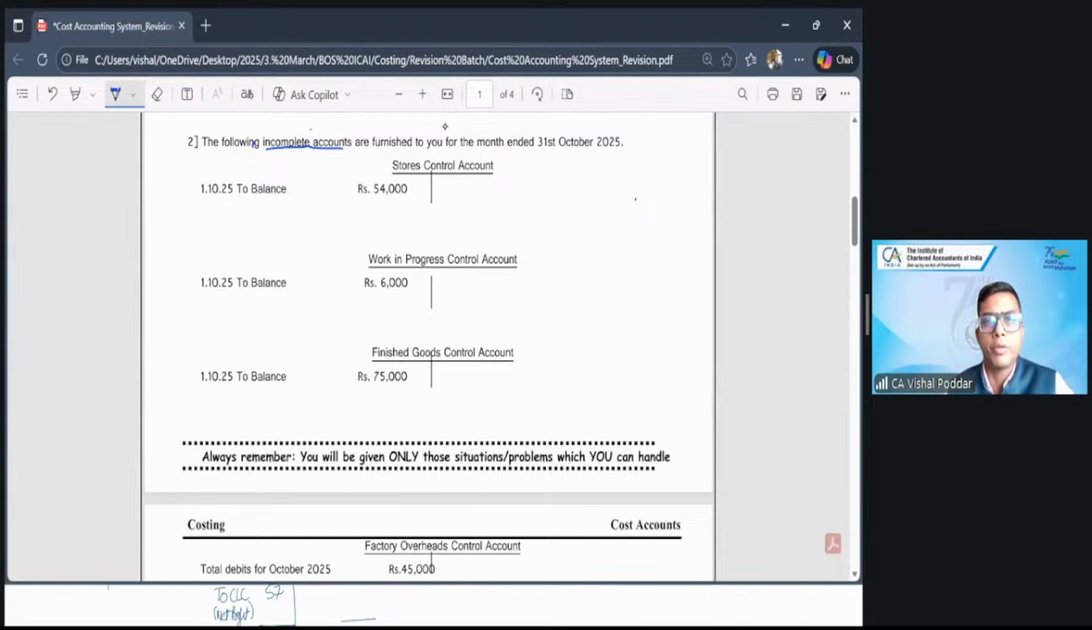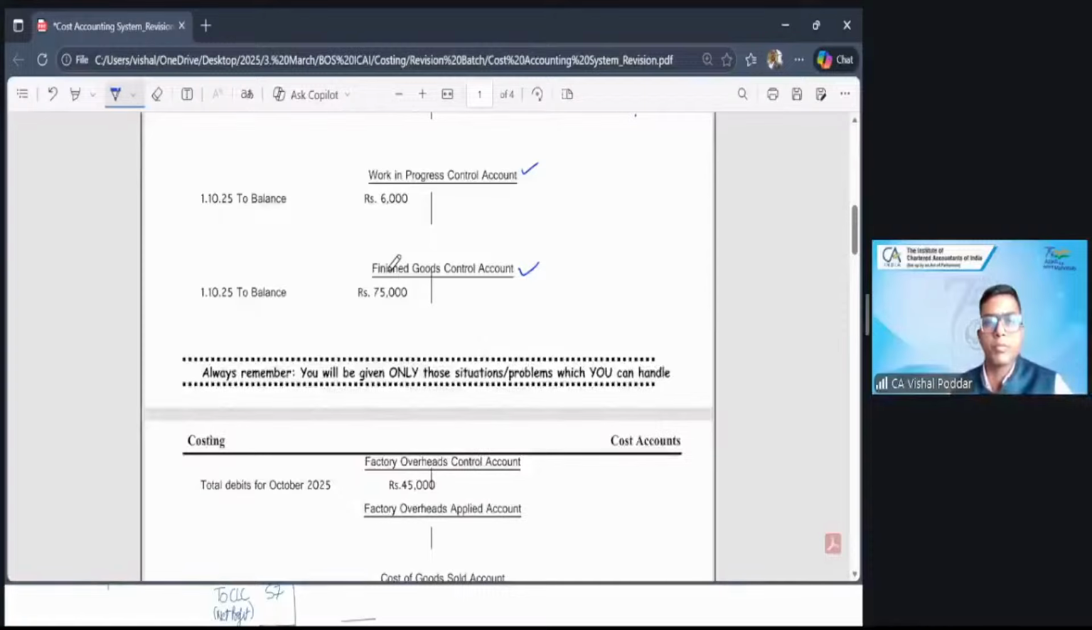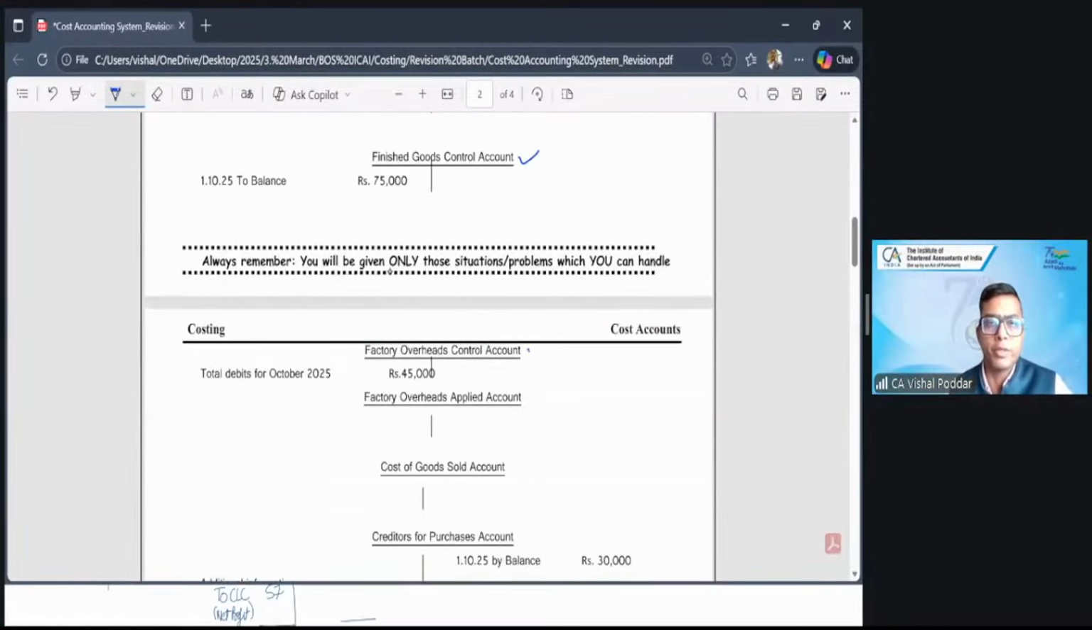See, what are the accounts given? This is as on 31st March. The material account is given, WIP is given, FG is given. So these are all the stock accounts. Then factory overheads is given. Now see, for unnecessary confusion, they have given factory overheads where they have given debits, which says total debits of October, and purposefully they have given factory overheads applied. See, factory overheads applied need not be a separate account. We pass a credit entry for factory overheads applied. Correct?